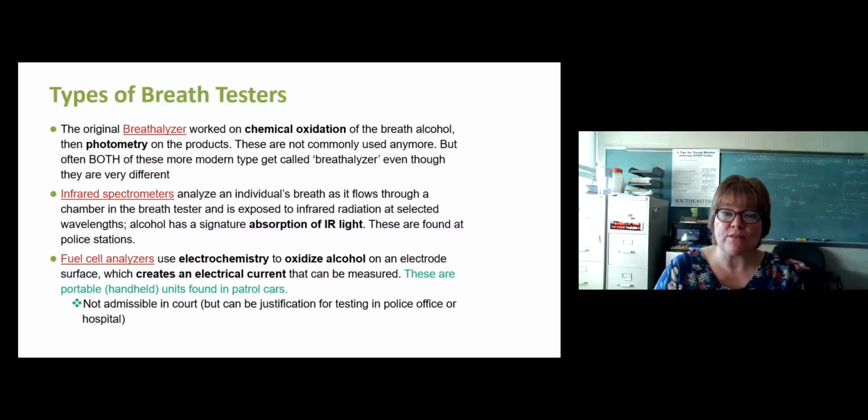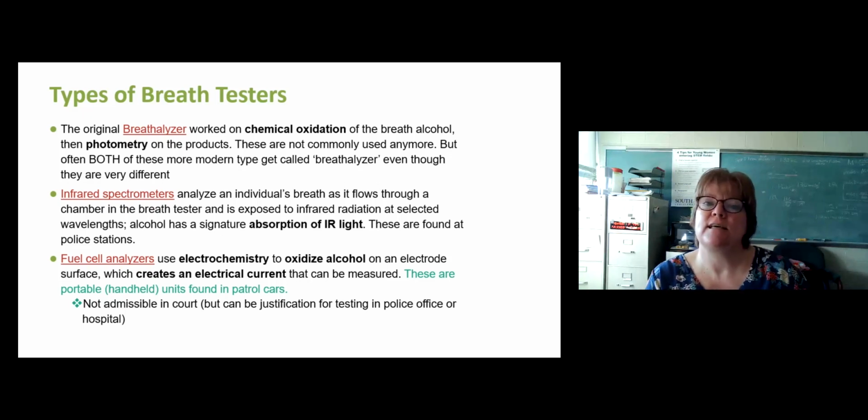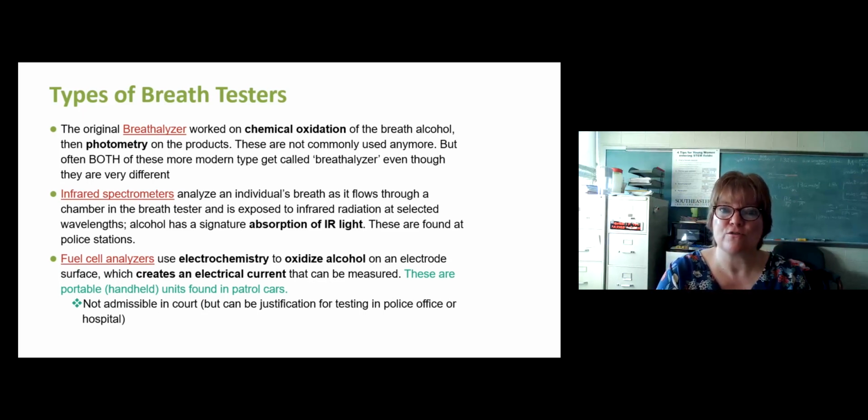The original breathalyzer worked on chemical oxidation. Literally, they would take a sample and do the same kind of chemical oxidation that's happening in the liver, but do it in this machine, detect the products, and determine from that how much alcohol was in the system. They're not really used anymore, but the two types that are commonly used all get called breathalyzer, and there are very big differences in the accuracy and precision of these two different types. So one is an infrared spectrometer.